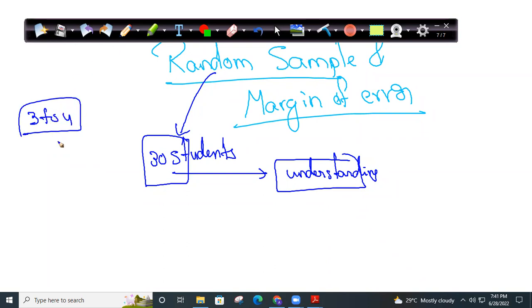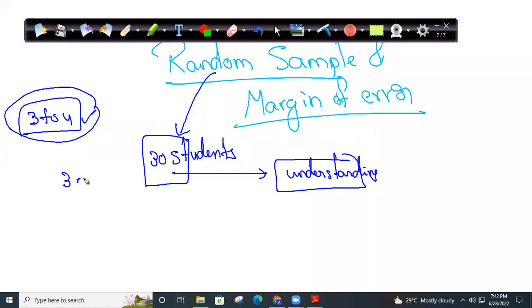I pick them and I ask them, are you understanding? And if they say they're understanding, then since I asked 3 to 4 students from the same class, if I came to the conclusion that everyone in the class is understanding my lecture, I might be wrong.